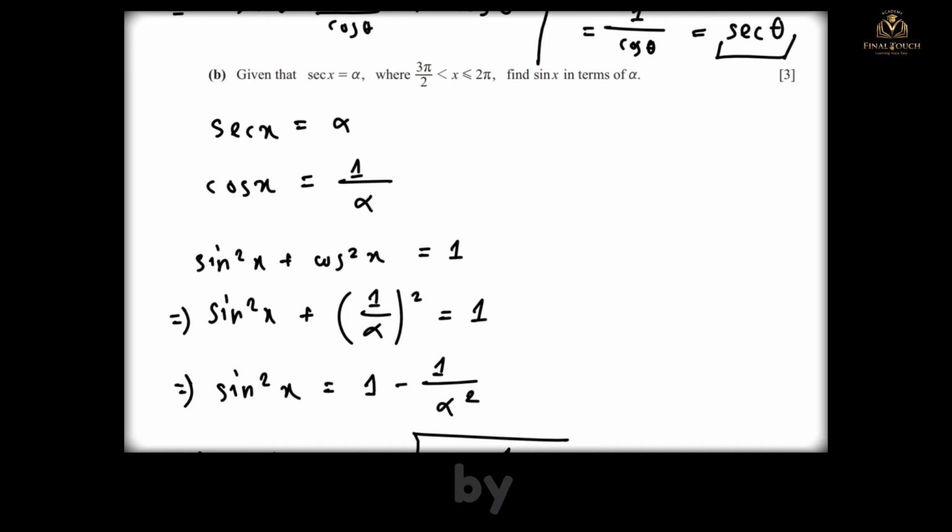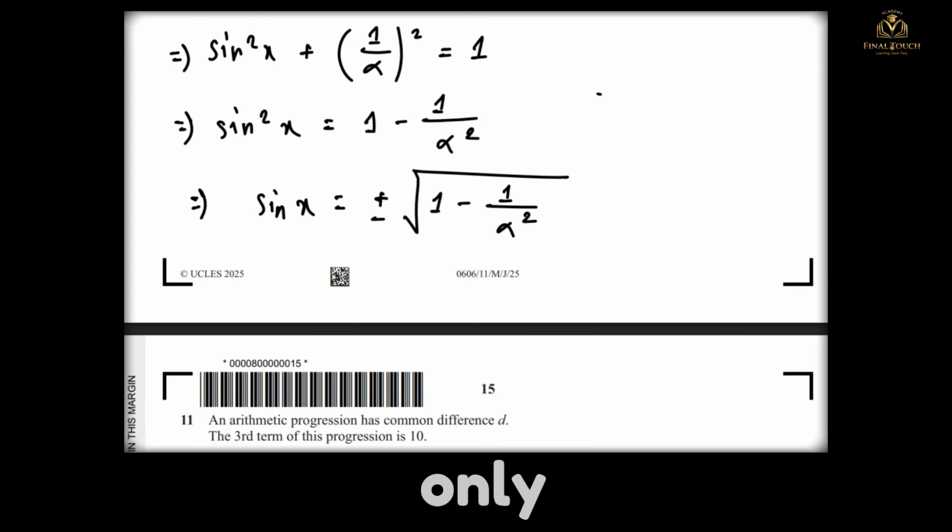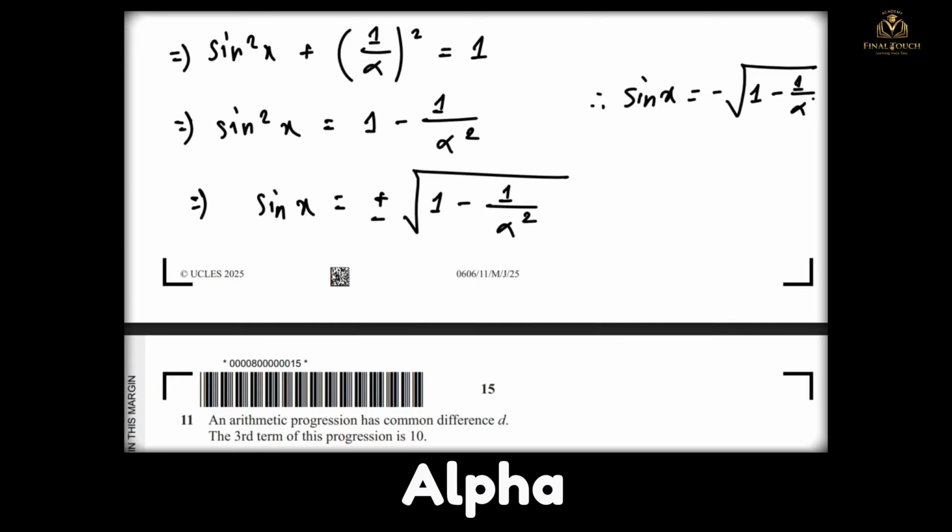Now the value that was given here was 3 pi by 2, x is greater than 3 pi by 2, x is less than or equal to pi. So in that sense, the only acceptable answer will be sine x is equal to minus root over 1 minus 1 by alpha square. That's your answer for question 10 part B.